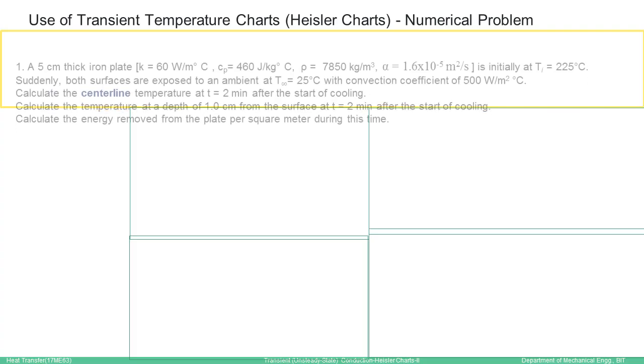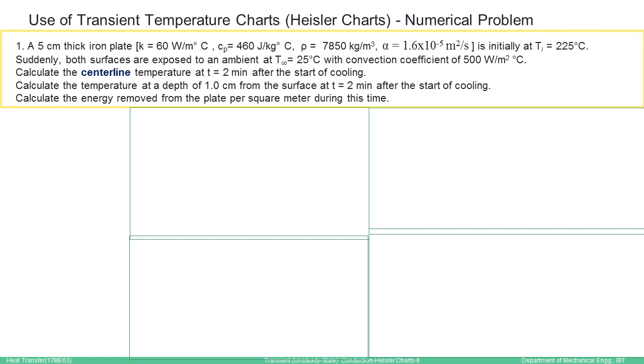The first example: a 5 centimeter thick iron plate, K is equal to 60 watt per meter degree Celsius, Cp is equal to 460 joule per kg degree Celsius, rho is equal to 7850 kg per meter cube, and alpha is equal to 1.6 into 10 power minus 5 meter square per second, is initially at Ti is equal to 225 degree Celsius. Suddenly both the surfaces are exposed to an ambient of T infinity is equal to 25 degree Celsius with a convective heat transfer coefficient of 500 watt per meter square degree Celsius.